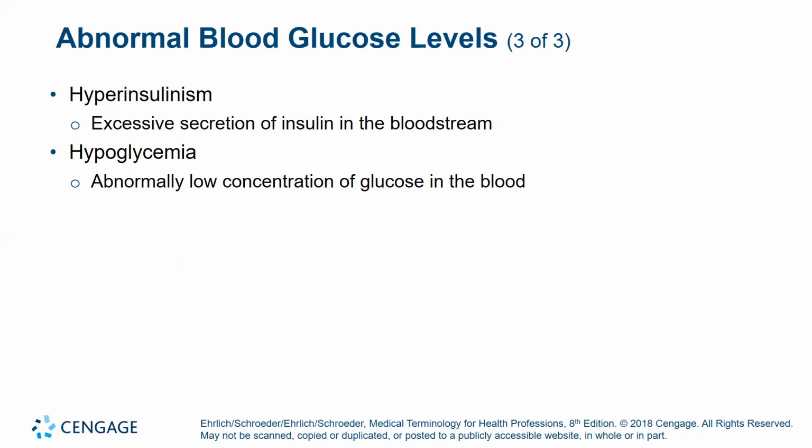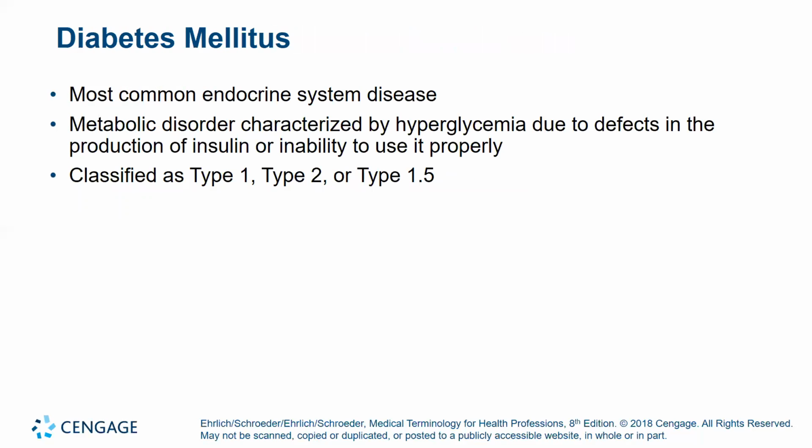Hyperinsulinism, excessive secretion of insulin in the bloodstream. Then we have hypoglycemia. This is abnormally low concentration of glucose in the blood. So diabetes mellitus is the most common endocrine system disease.